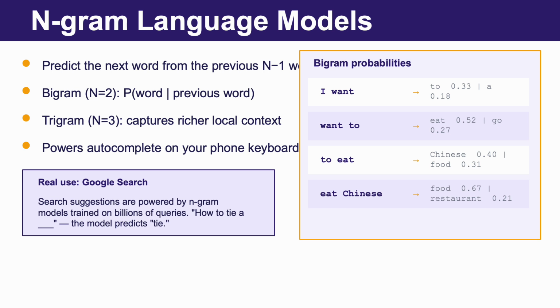They were the dominant approach to language modeling for decades before neural networks took over, and they are still used in lightweight applications today. Your phone's autocomplete uses n-gram statistics. After you have typed happy birth, the model knows that day follows happy birth in the vast majority of cases. In its training data, it suggests day with very high confidence because the trigram happy birthday is extremely common.